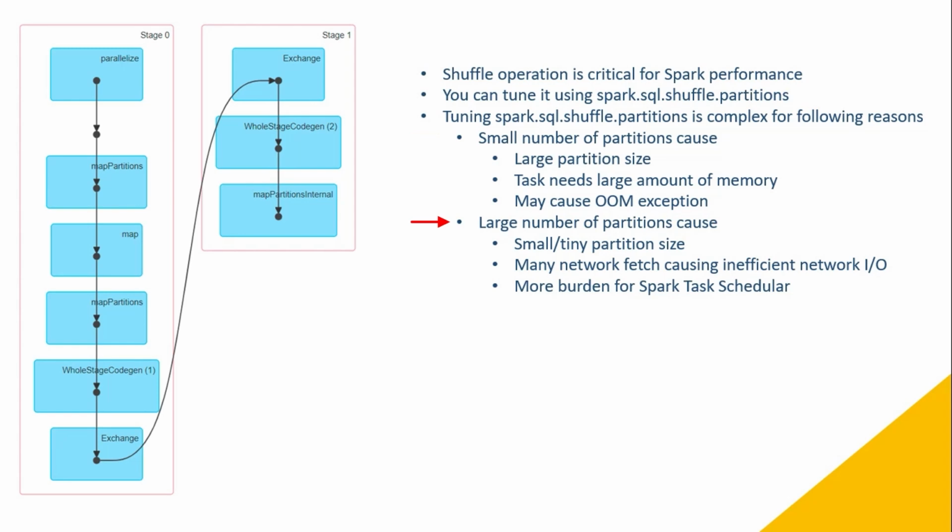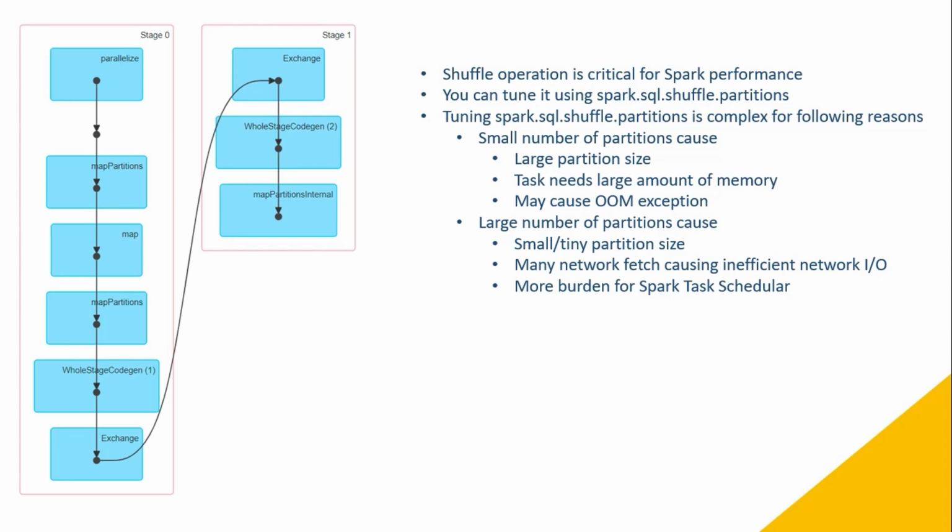What if you have too many partitions? The data size of each partition may be very small, and there will be a lot of small network data fetches to read the shuffle blocks. The point is straight. Your query performs slow because of the inefficient network I/O. The large number of partitions will also result in many tasks and put more burden on the Spark task scheduler.